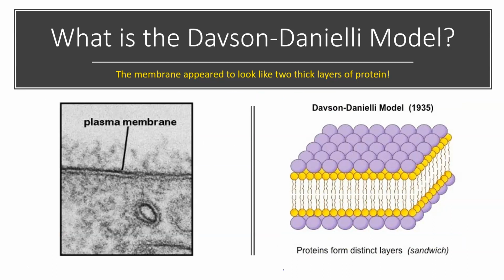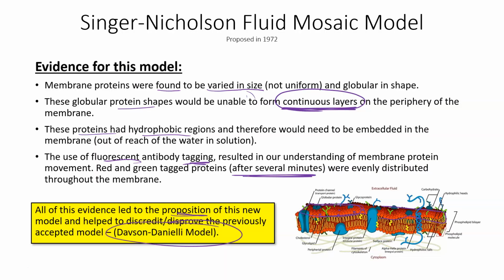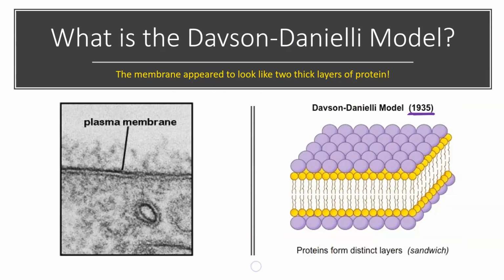So what is the Davson-Danielli model? This is a model that was previously accepted until the Singer-Nicolson model was proposed in 1972. Up until the 70s, this Davson-Danielli model was the model accepted within the scientific community. Basically, based on the images at the time, when you looked at this phospholipid bilayer, it looked to be two very thick structures with a very thin middle.